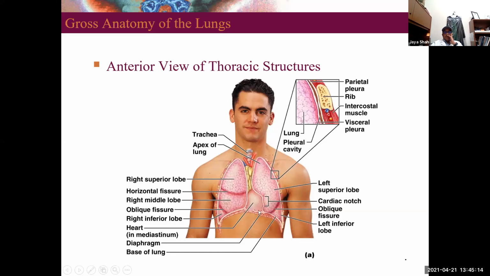One important part of the lungs here. You see, the right lung has the right superior lobe, right middle lobe, and right inferior lobe, and the fissures between the lobes are the horizontal fissure and the oblique fissure. On the left side, there are only 2 lobes, separated by the oblique fissure. Those lobes are the left superior lobe and left inferior lobe. This area of the lungs is called the apex of the lungs. This is the base of the lungs.